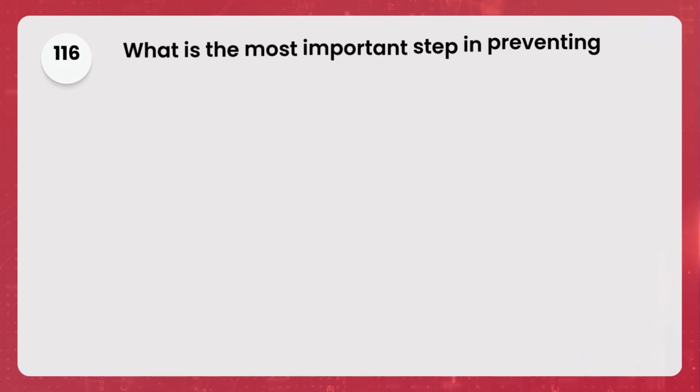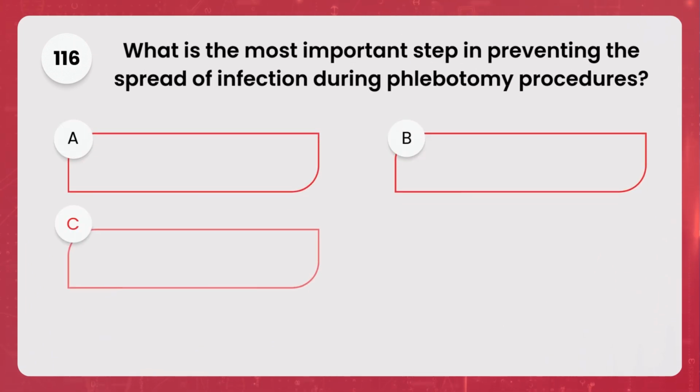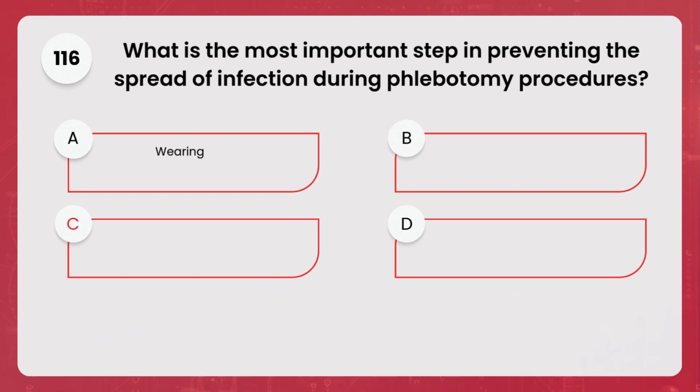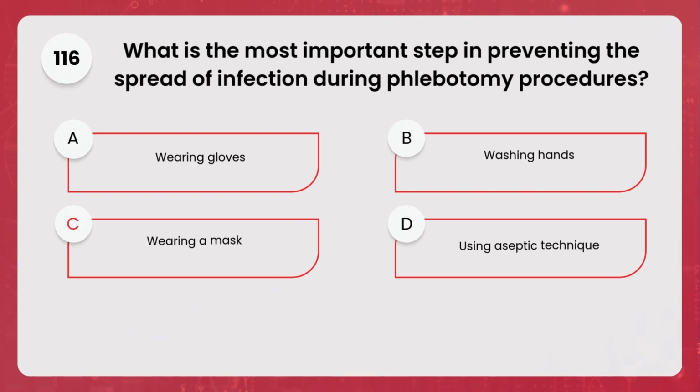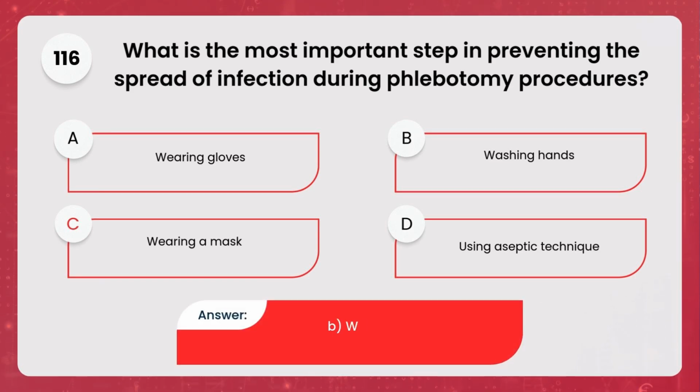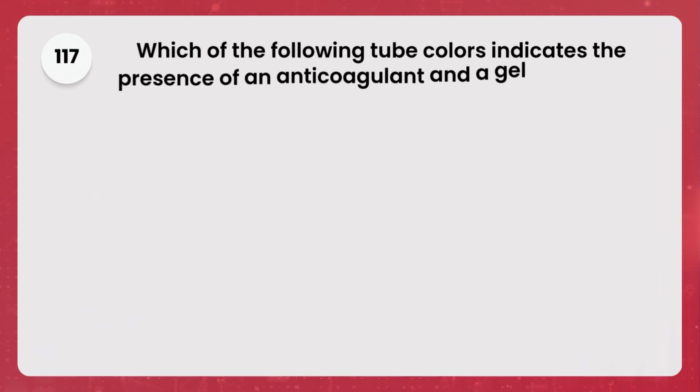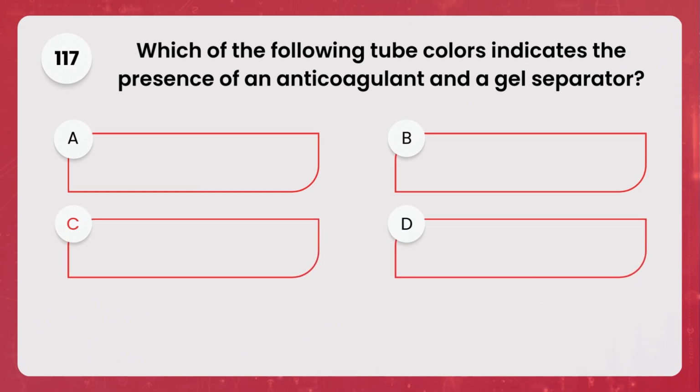Number 116. What is the most important step in preventing the spread of infection during phlebotomy procedures? A. Wearing gloves. B. Washing hands. C. Wearing a mask. Or D. Using aseptic technique. The answer is B. Washing hands.